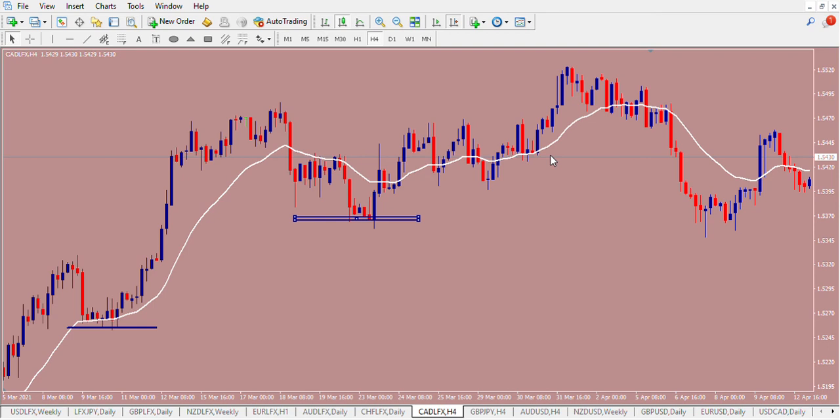This is the ARC of market structure. The ARC, you need to understand this. The ARC of market structure.